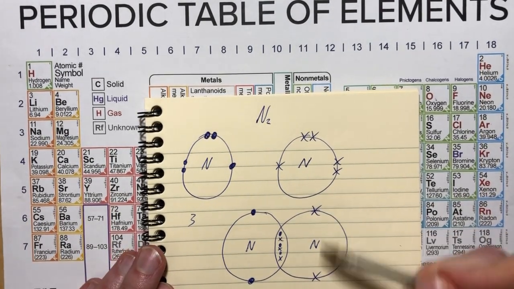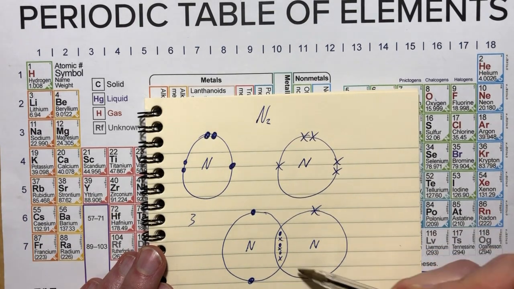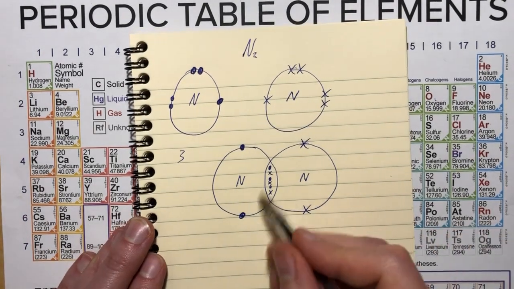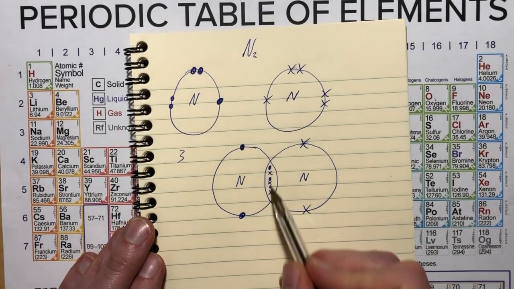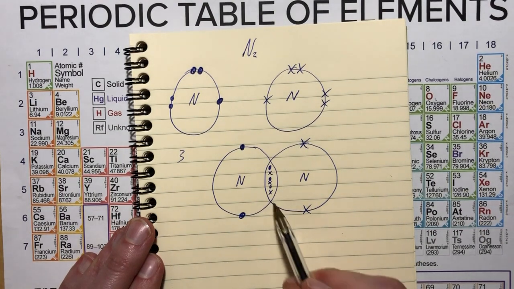And so now if we count them up, we have 1, 2, 3, 4, 5, 6, 7, 8 in this shell and 8 in this shell. And this is what's called a triple covalent bond because there are 3 pairs of electrons participating in this bond.